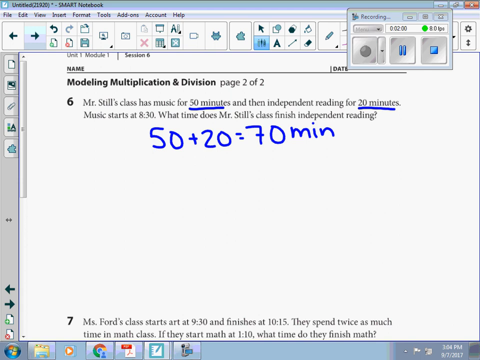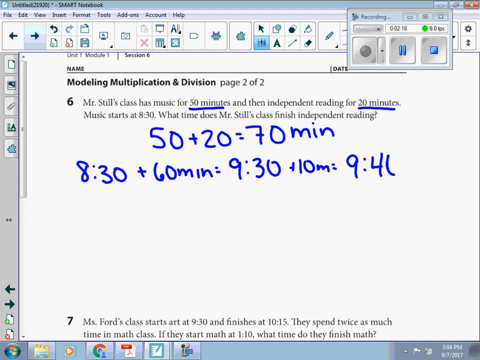I can think it through in my head and know that 8:30 plus 1 hour or 60 minutes is 9:30, and then I would have 10 more minutes, and that would give me 9:40. Okay, so I can process that in my head. I just wrote out kind of what my train of thought was.